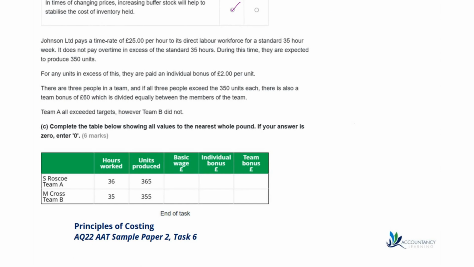Then the final part of this question. Johnson Limited pays a time rate of £25 per hour to its direct labour workforce for a standard 35 hours a week. It does not pay overtime in excess of the standard 35 hours. During this time, they are expected to produce 350 units. For any units in excess of this, they are paid an individual bonus of £2 per unit. There are 3 people in a team, and if all 3 people exceed 350 units each, there's also a team bonus of £60 divided equally between the members of the team.